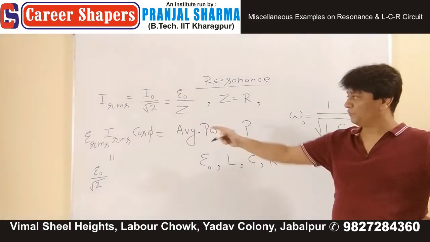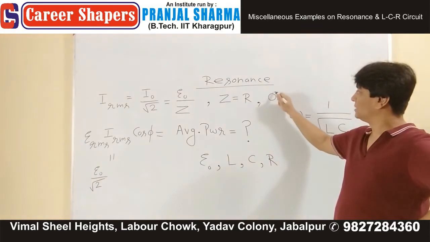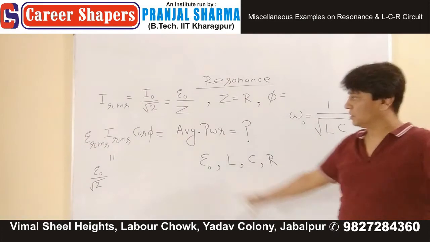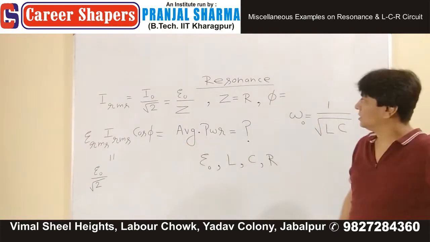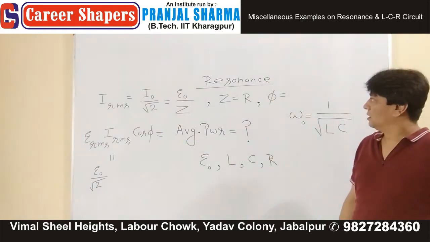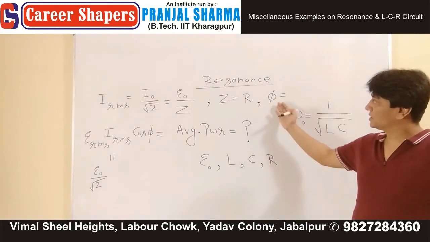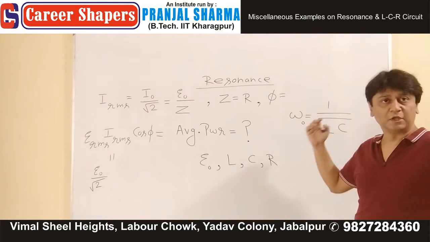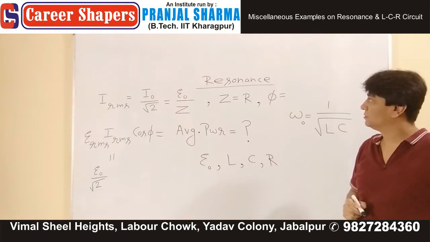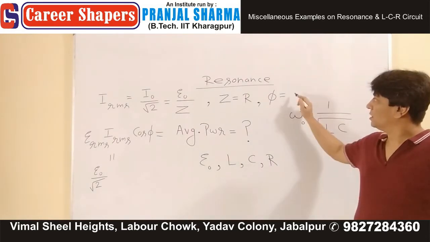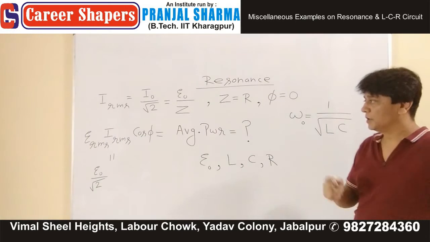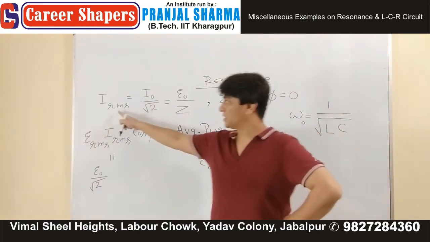What is the value of phi during resonance? Write down this in the comment box fast. We need phi. During resonance, what is the value of phi? We have done these things in the previous lecture. And I hope you have given this answer that phi is 0.